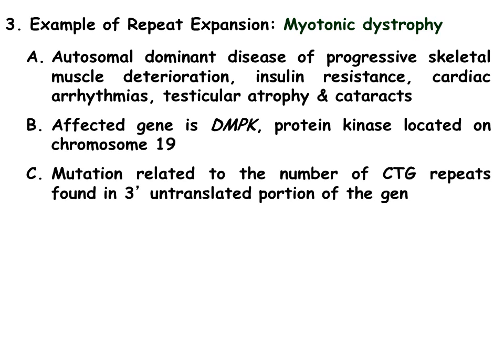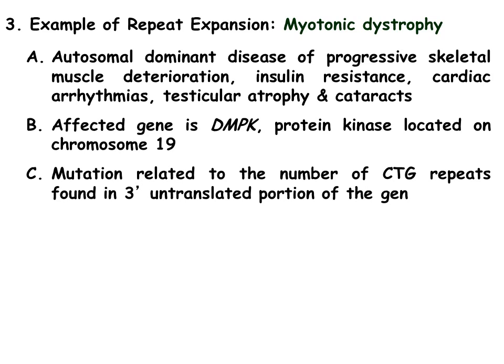A classic example of this, I know I keep saying classic example for all of these, but these are the ones that occur most frequently, so that's why it's always the classic example. But anyway, it's called myotonic dystrophy. This isn't something you want. It's an autosomal dominant disease. It's progressive, has skeletal muscle deterioration, insulin resistance, cardiac arrhythmias, testicular atrophy, and cataracts.